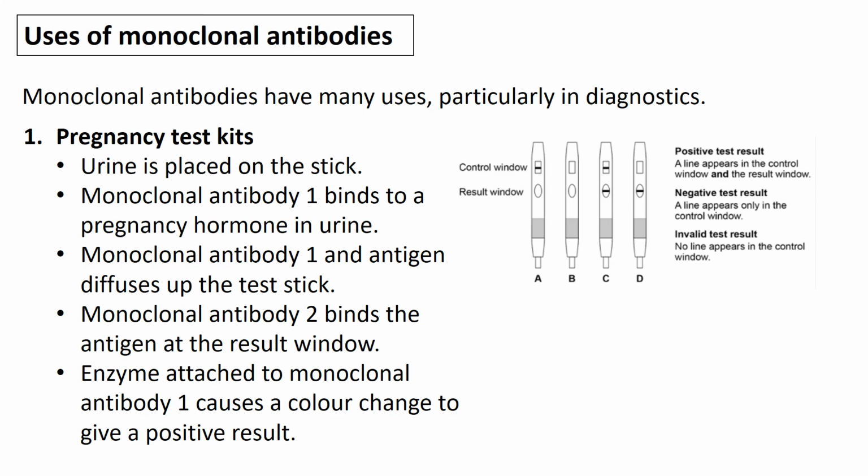You always have a control window as well, just to check that it works. Normally in this control window is a third type of antibody that will just bind to the antibody itself with or without an antigen. So usually with any sort of questions about this application, you'd be given information like you see in that diagram, where you've got the control window and the result window, and some information about how you would decode what any of that means. You don't have to know the specifics of a pregnancy test, just really the application.